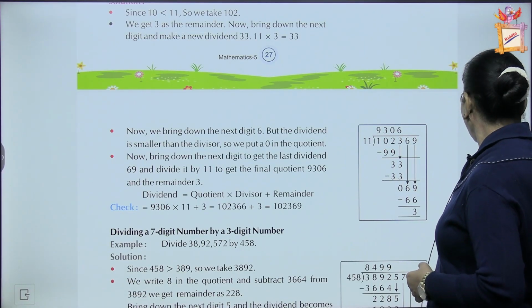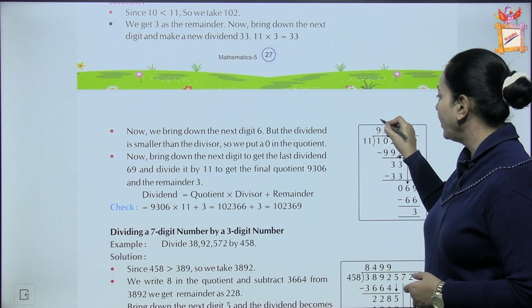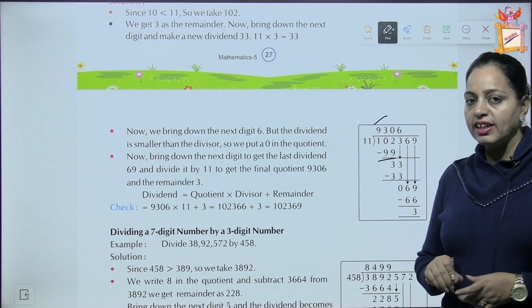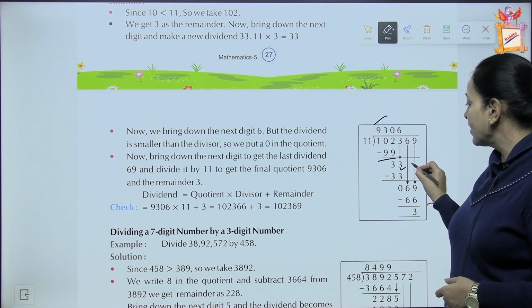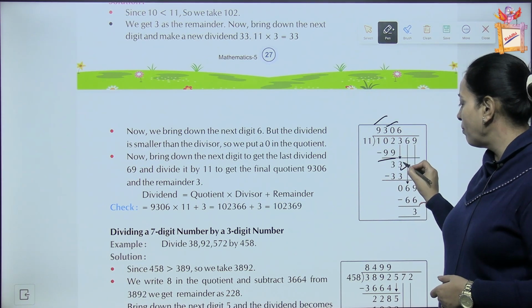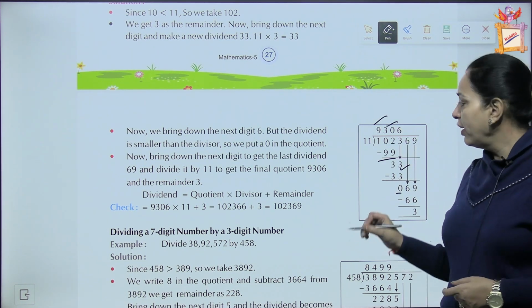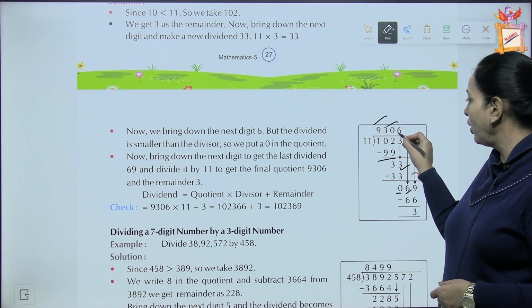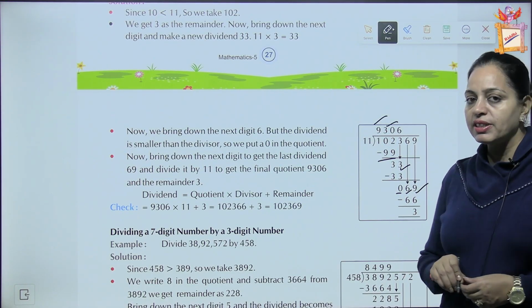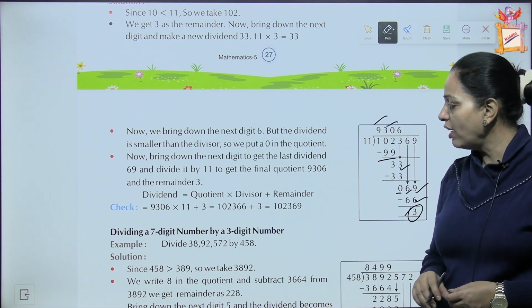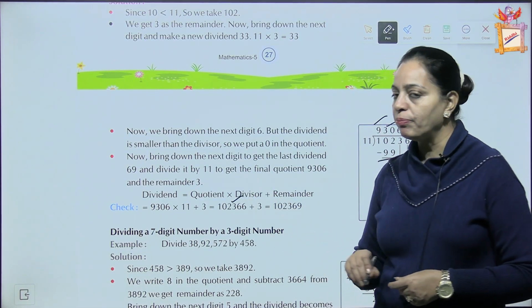11 nines are 99, so 9 as the quotient. Okay, 99 here, minus, 3 left, take the next digit, this is 33 now. 11 3s are 33, minus, 0, take next, this is 6. 6 is not divisible by 11, so 0 here, take next, it becomes 69. 11 6s are 66, so remainder is 3 and the quotient is this much.